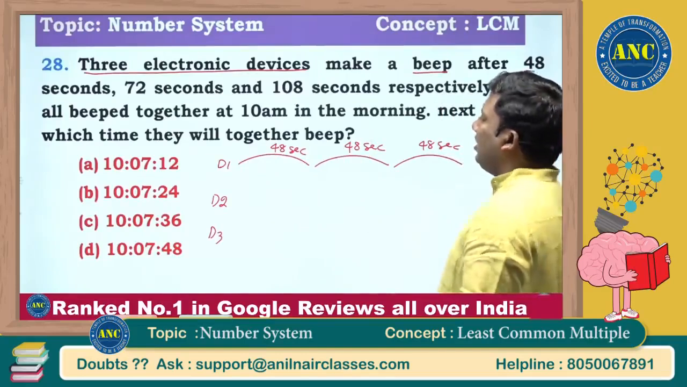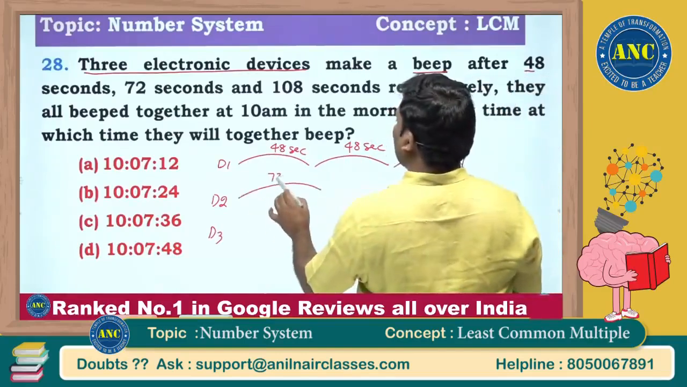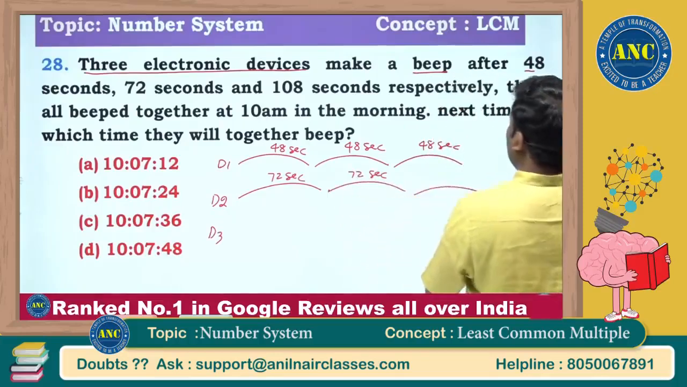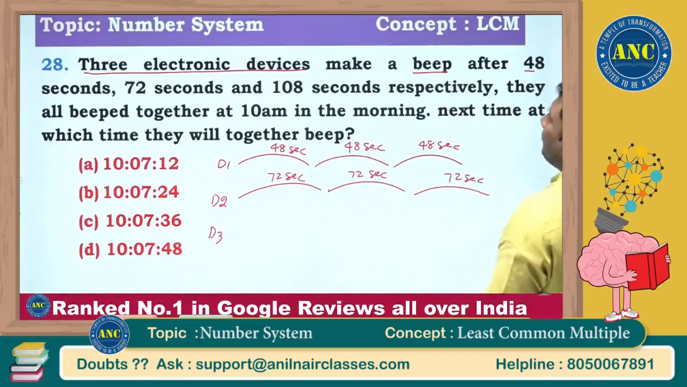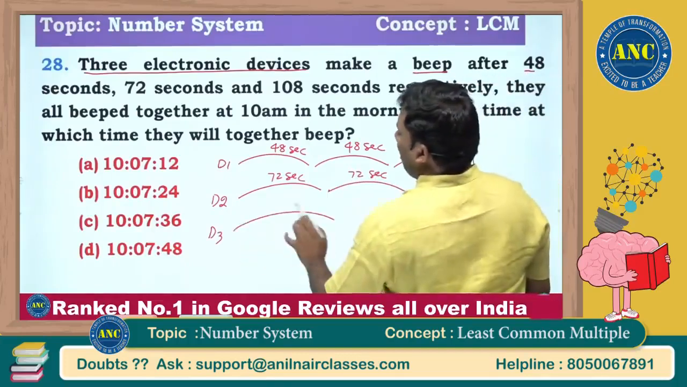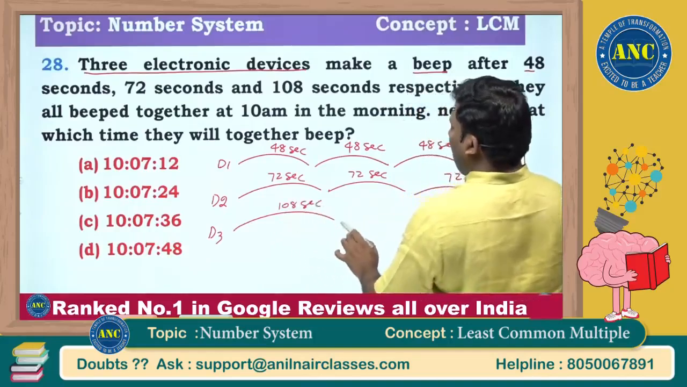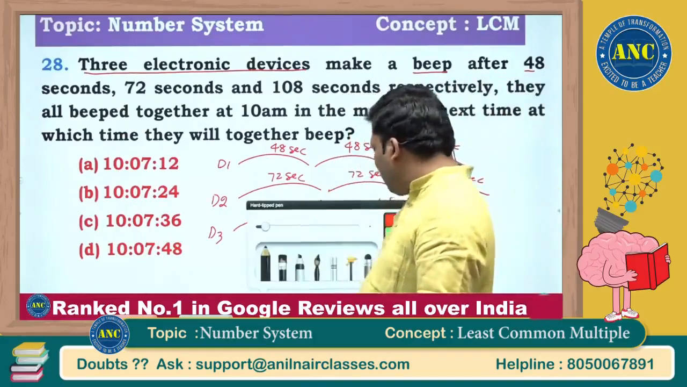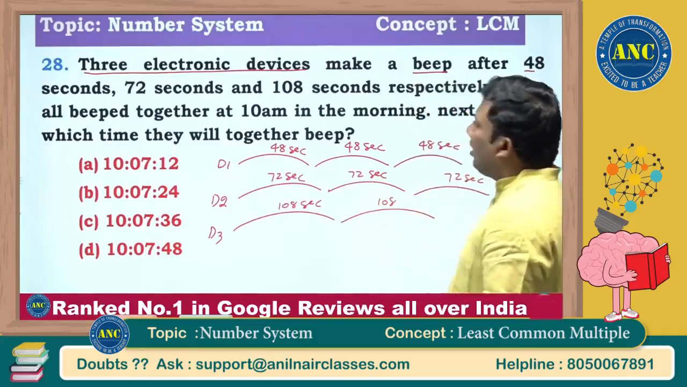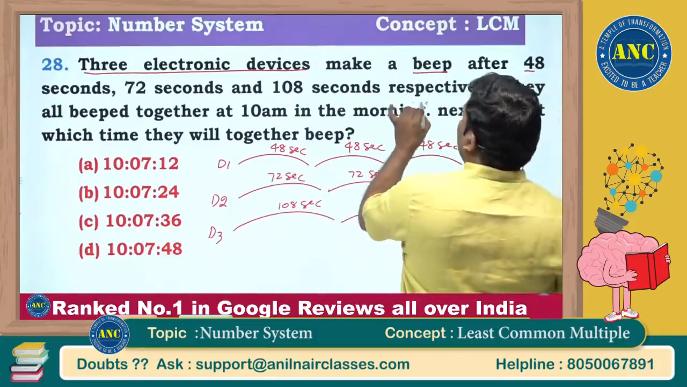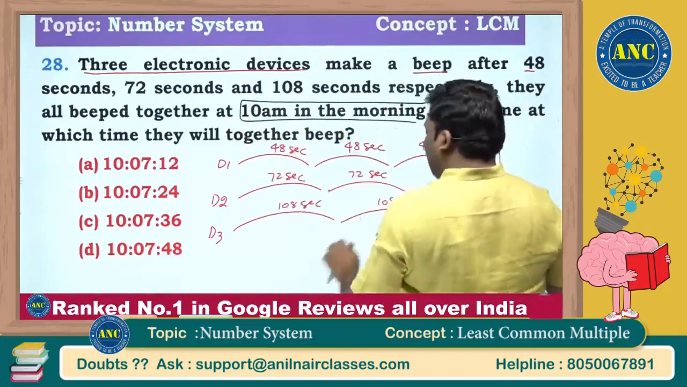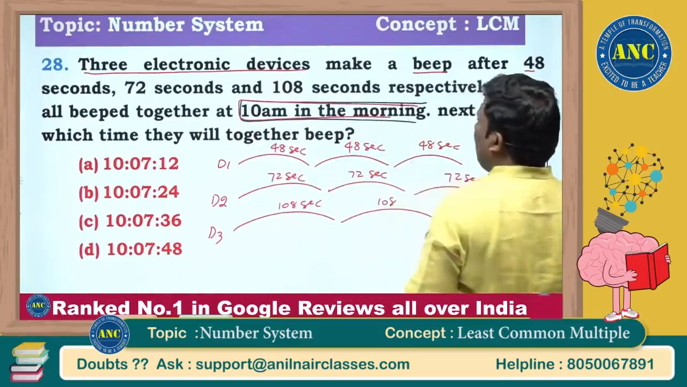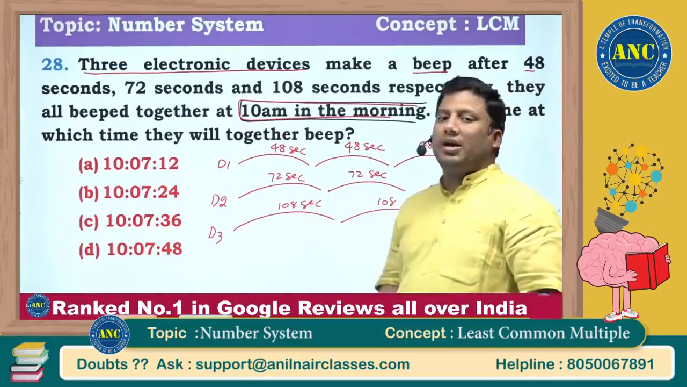The second device makes a sound after 72 seconds, and again after 72 seconds. The third one makes a beep after 108 seconds. Now see here. Read the question, you will get an idea. All beeped together at 10 a.m. in the morning. That means all three beeps happened simultaneously at 10 o'clock. What is the next time they will together make a sound?